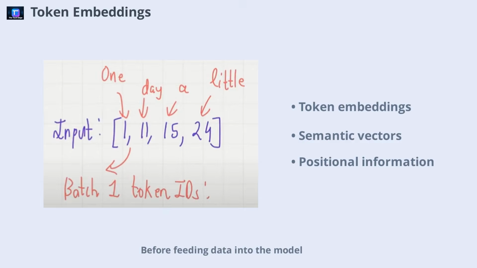Before feeding data into the model, we convert token IDs into embeddings. An embedding is a dense vector representation of a token, capturing its semantic meaning. In our SLM, each token is mapped to a 768-dimensional vector. These embeddings are learned during training and form the foundation for understanding relationships between words. Additionally, positional embeddings are added to provide information about the order of tokens, which is crucial for language understanding.